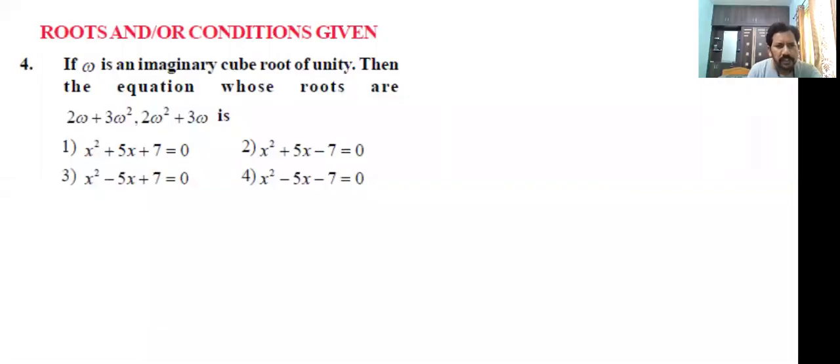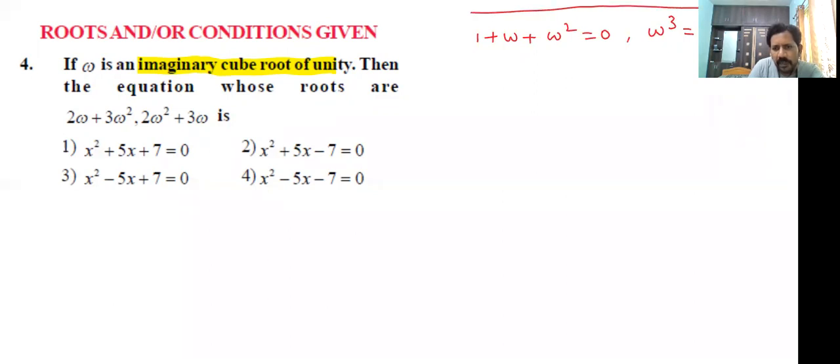Now fourth question. Omega is an imaginary cube root of unity. In cube root of unity, some conditions are there: 1 plus omega plus omega square is 0 and omega cube is equal to 1. These are the conditions. Remember it. This will come in complex numbers again.